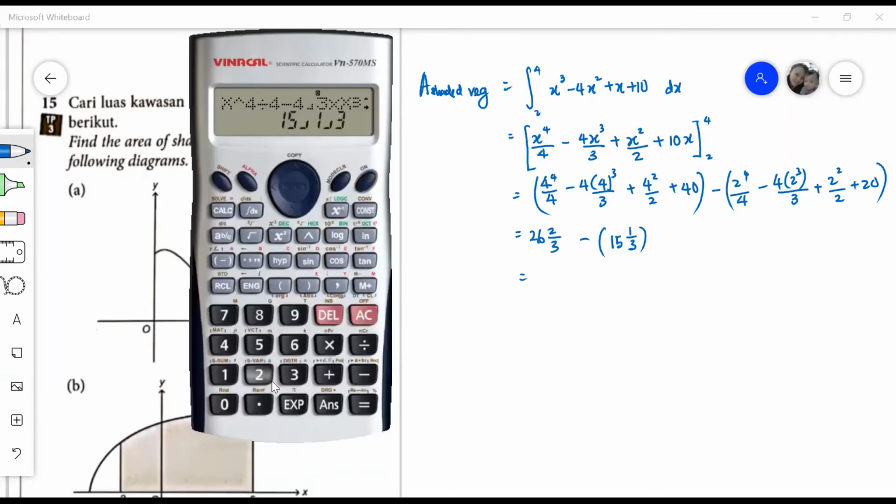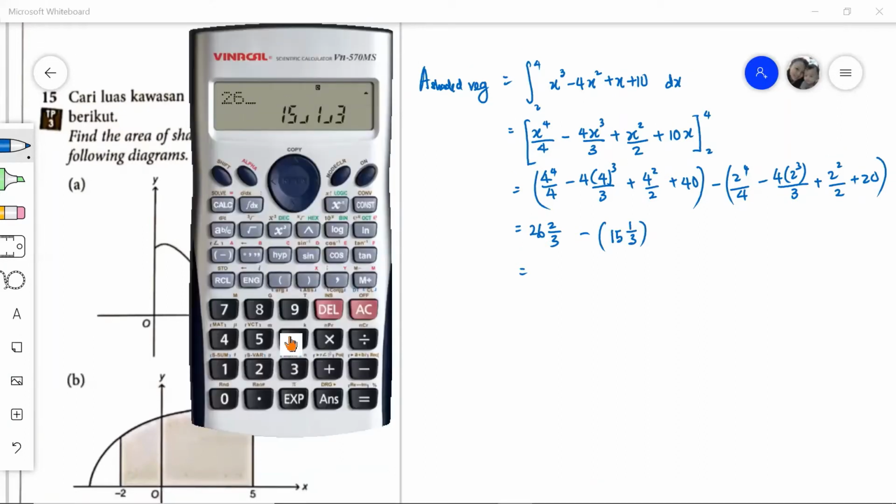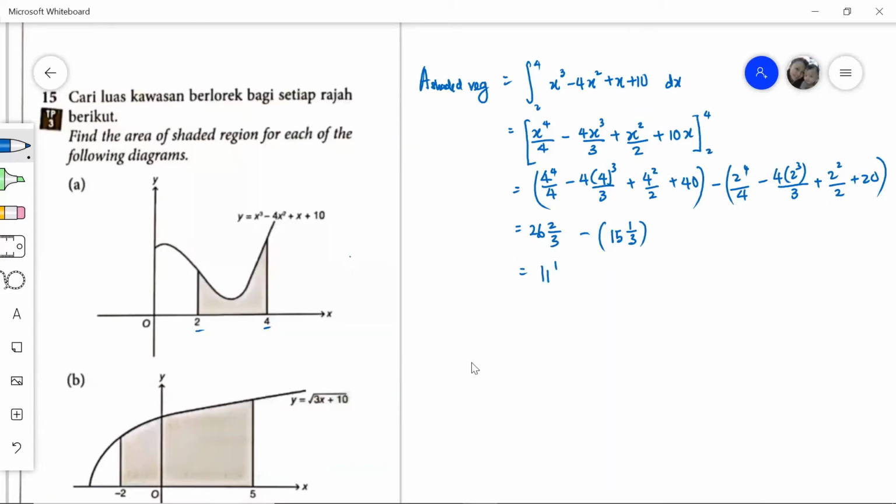So we can subtract this manually or with the help of a calculator. All right, let's use the calculator. 26 and 2/3 minus the last answer, so we have 11 and 1/3. The area must be in square units. That's it, this is the answer for part A.